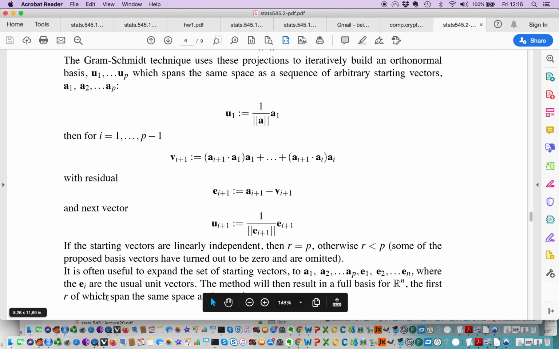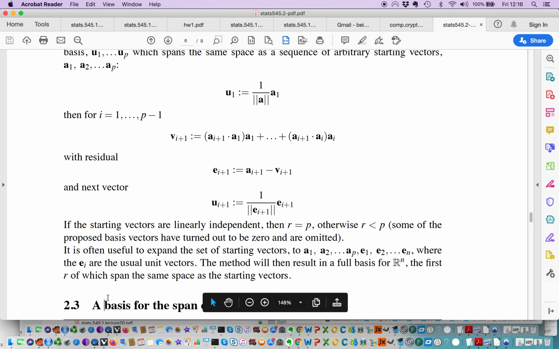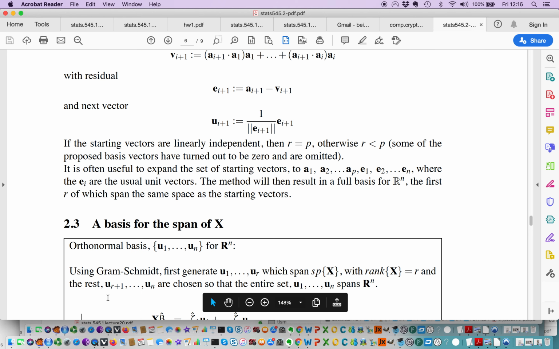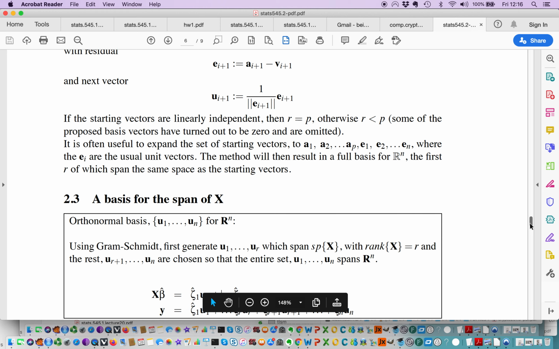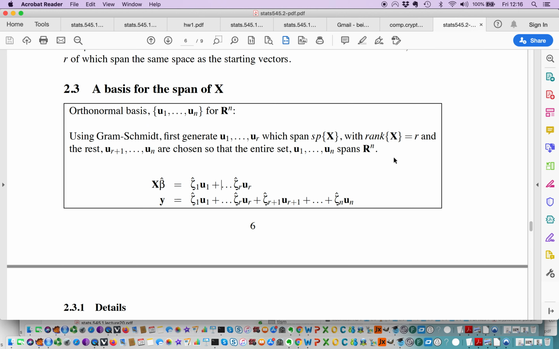and the first r of them span exactly the same space as the starting vectors. So this is the obvious way to come up with a new basis for Rn, which spans first the span of X and then the remainder of the space. So we can then write both X beta hat in terms of these U's, and then you can also write Y in terms of these U's. And this is extremely useful. We're going to use that quite a bit and get back to the properties of these coefficients later on.